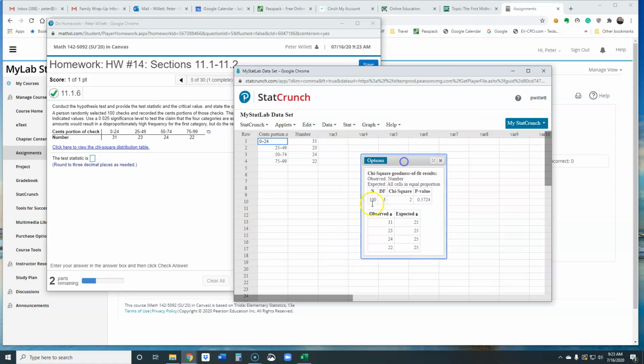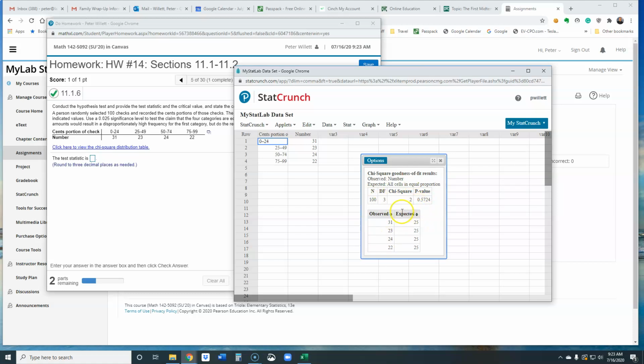So here's the results, and it does tally up. There were 100 observations. They even show you what the equal distribution would look like. The expected values, if there was 100 distributed equally in 4 categories, would be 25 for each. And here's what we observed. And then because there were 4 observed values, the degrees of freedom is 3. So the chi-square value is a nice even 2, and there's a p-value here as well.